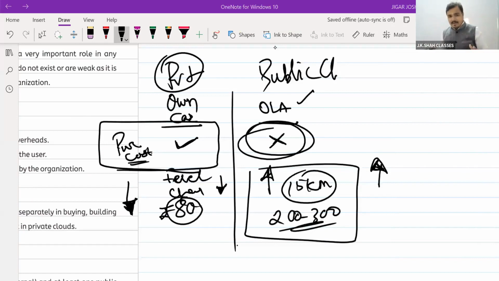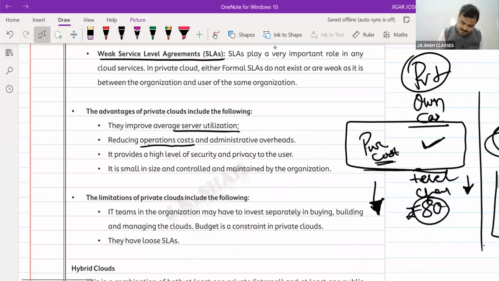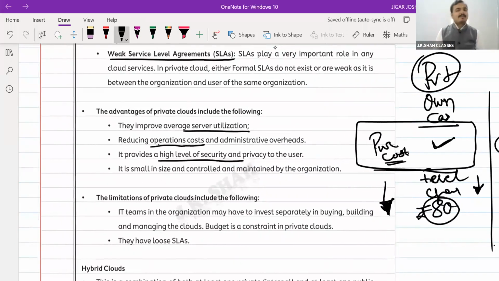Sir, if it is my private cloud, investment cost will be high. Yes. Administration cost will be low. Yes. Sir, if it is a public cloud, no investment cost, but administration cost is a little bit high as compared to others. Understood? Okay, sir. Then it provides a very high level of security and privacy.